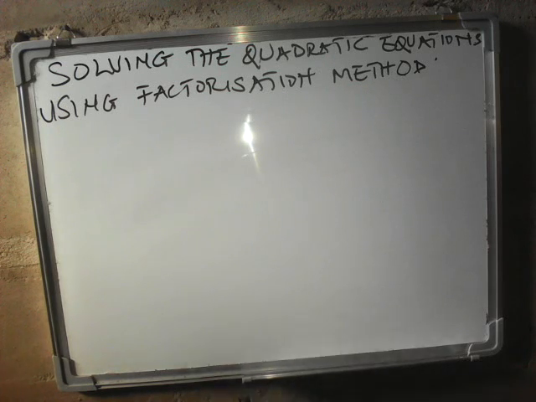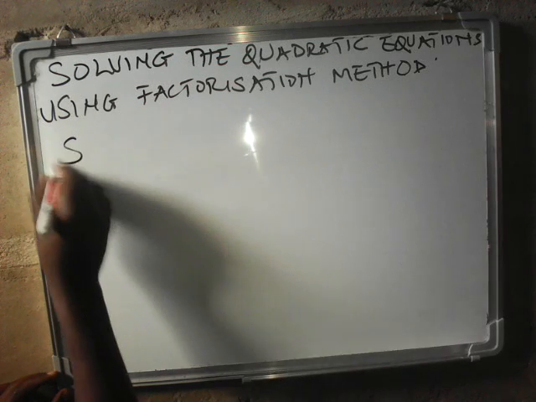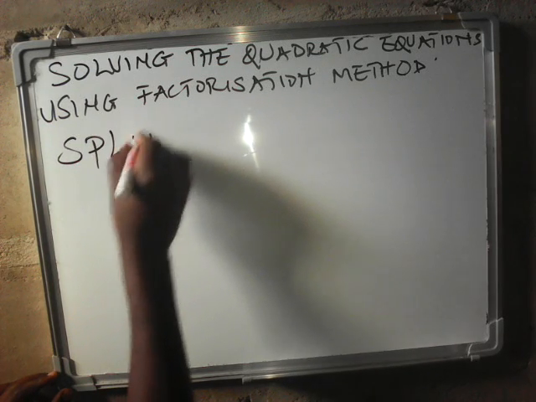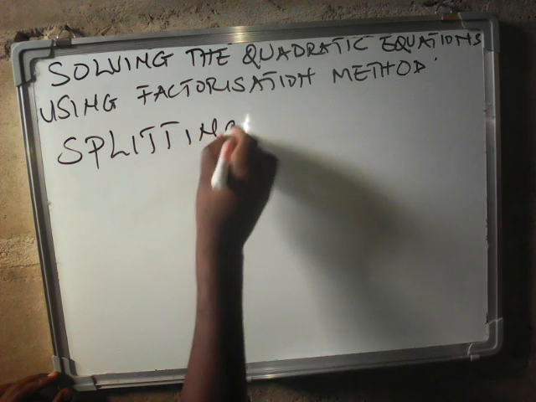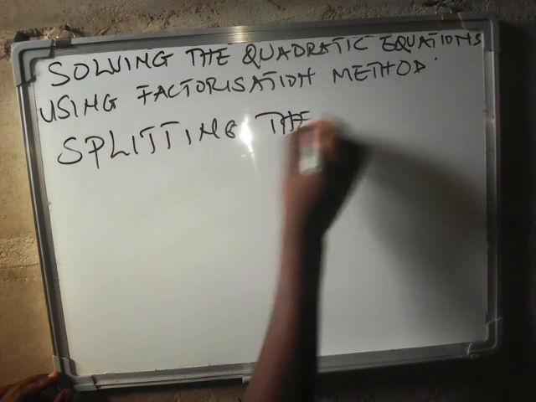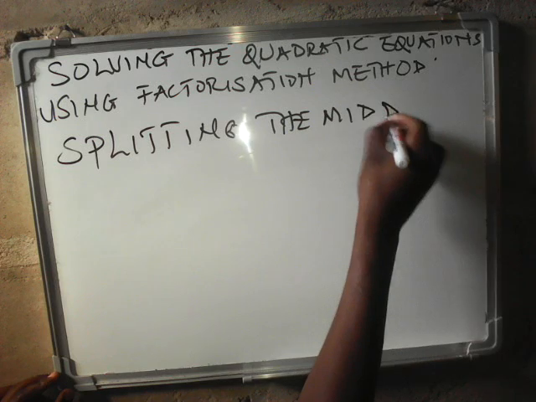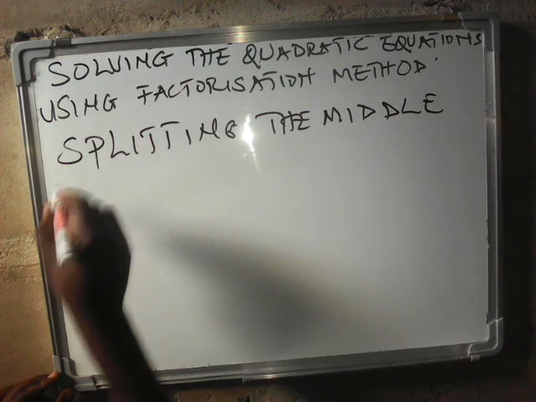Okay, today we are going to look at quadratic equations. But the first method we are going to look at is solving the quadratic equation by using the factorization method, or if you don't call it like that, you call it splitting the middle term.